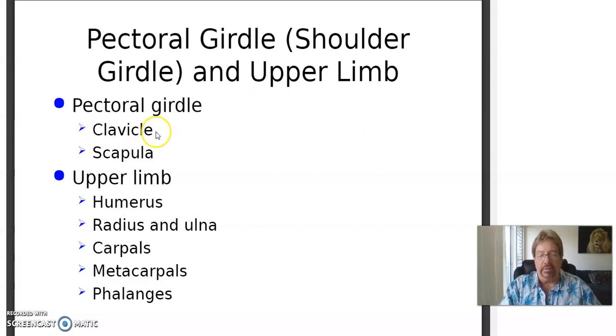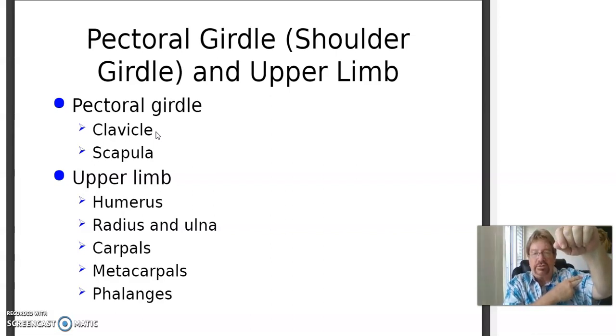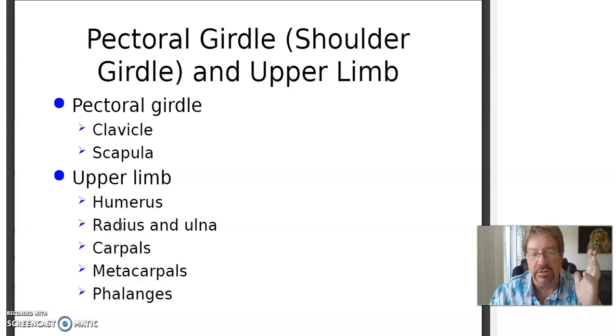Again, the pectoral girdle is the clavicles, collarbones, the two shoulder blades. Then, in the upper arm, the arm bone is the humerus. The forearm has two bones. The radius is on the thumb side. The ulna is on the little finger side.